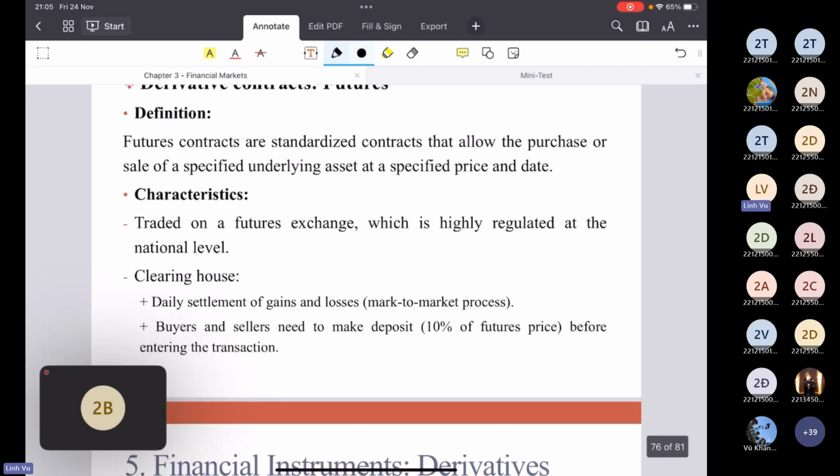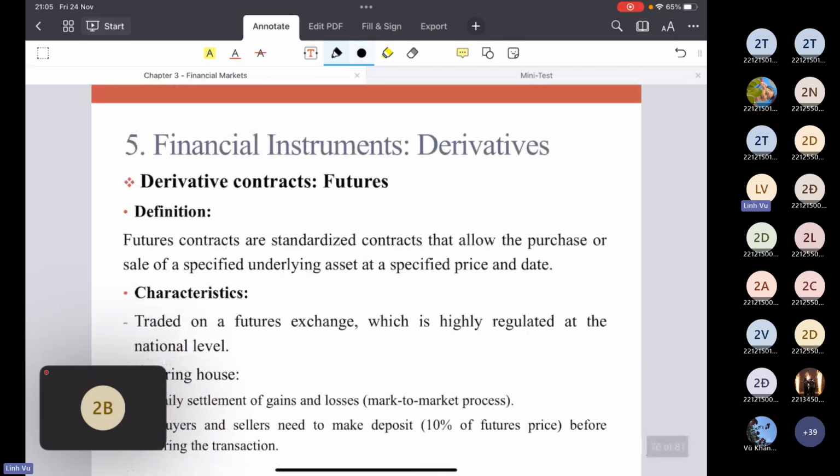Okay, so for the second type of derivative contract, we have the futures. Futures are standardized contracts that allow the purchase or sale of a specified underlying asset at a specified price and date. So basically, the definitions of futures and forwards are the same. They are both about the purchase and sale of a specified underlying asset at a specified date and time.